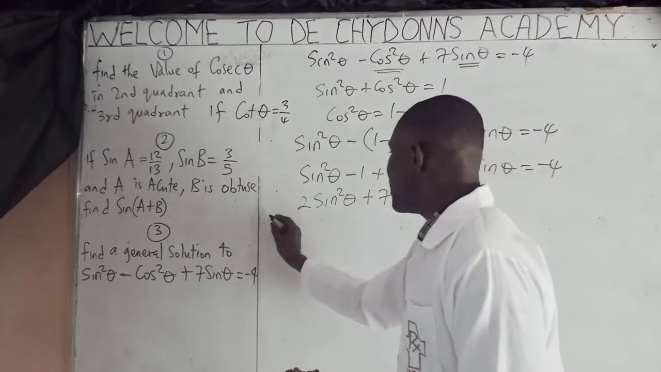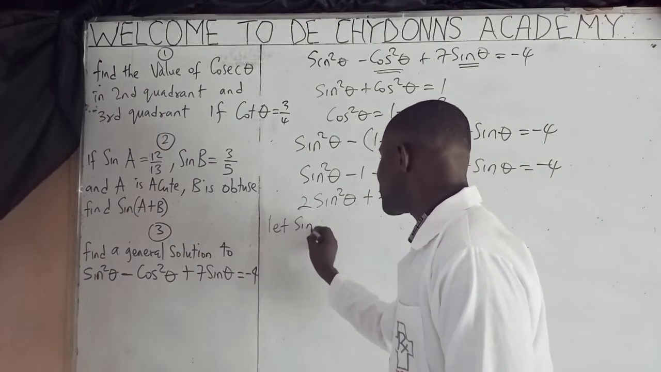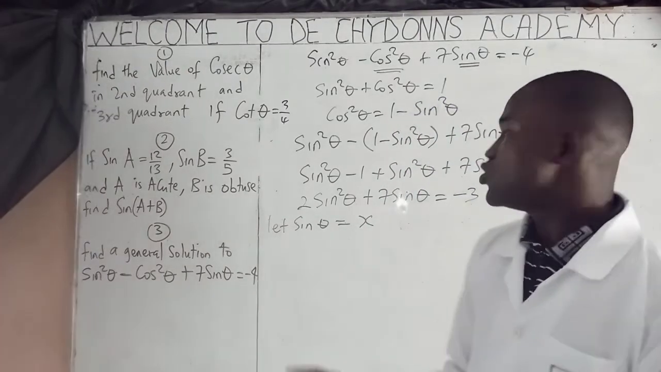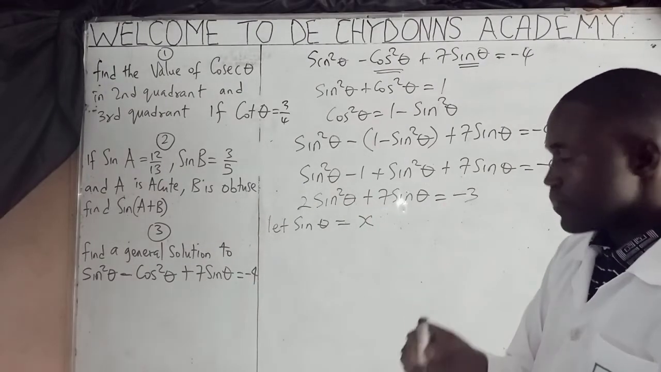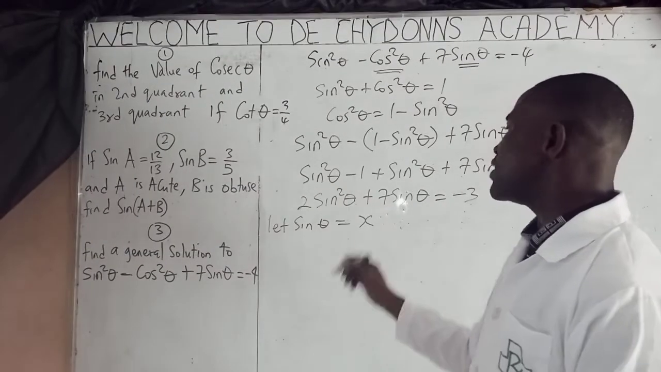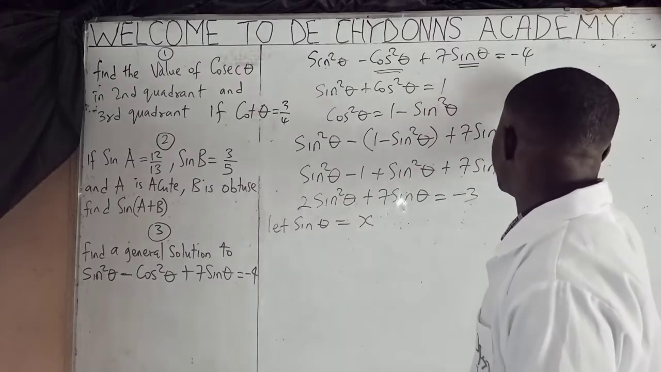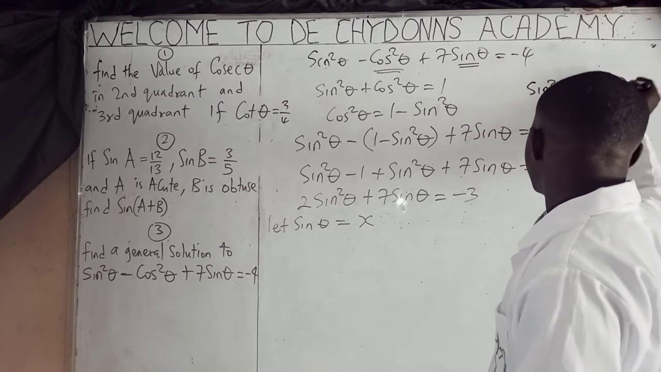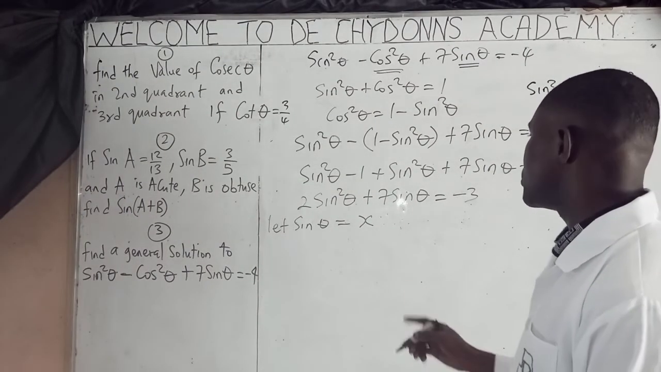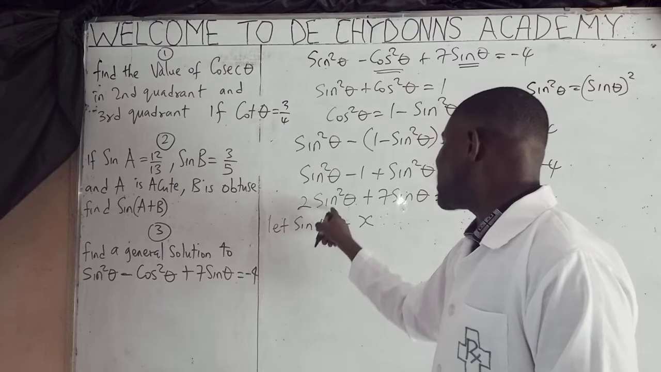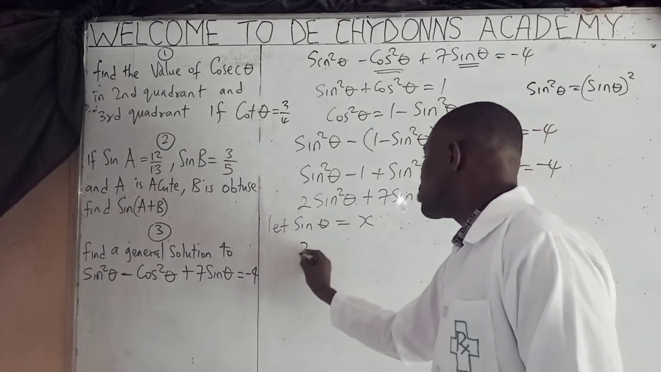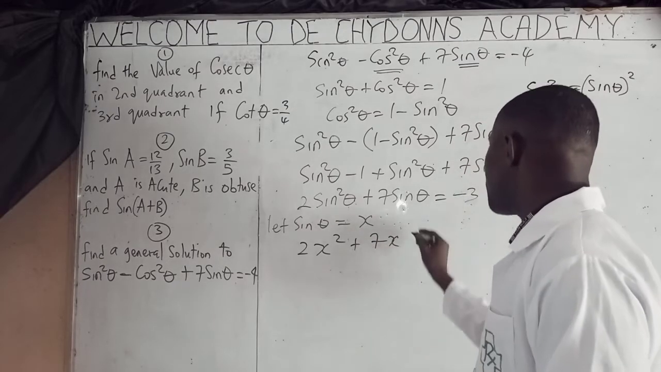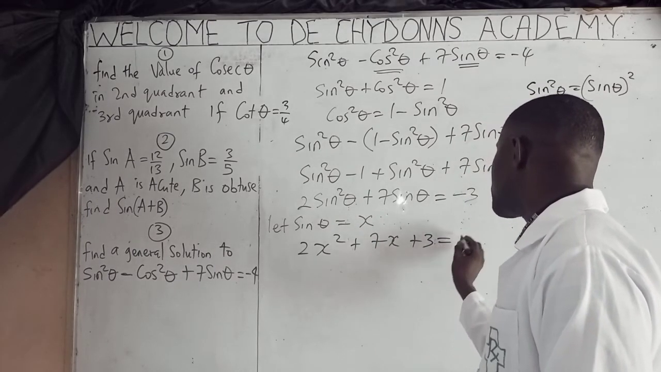Then I say let sin theta be x. Use an alphabet, replace this sin theta. Sin squared theta means sin theta all squared. Please note it. So we now say, since sin theta equal to x, we say 2x squared plus 7x. This comes the other side, plus 3 equals 0.